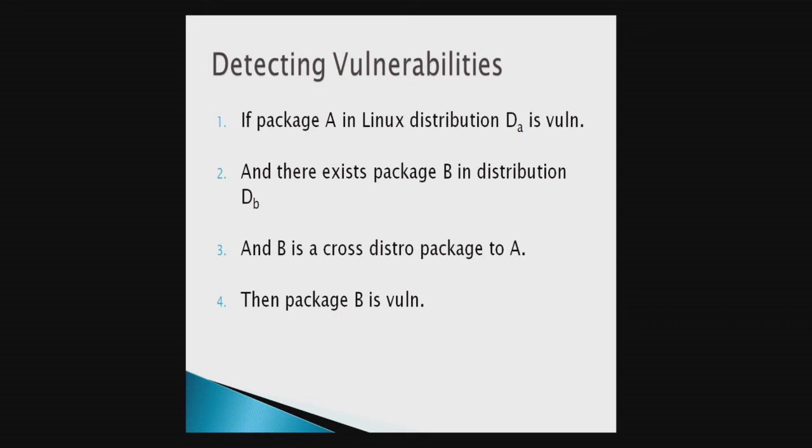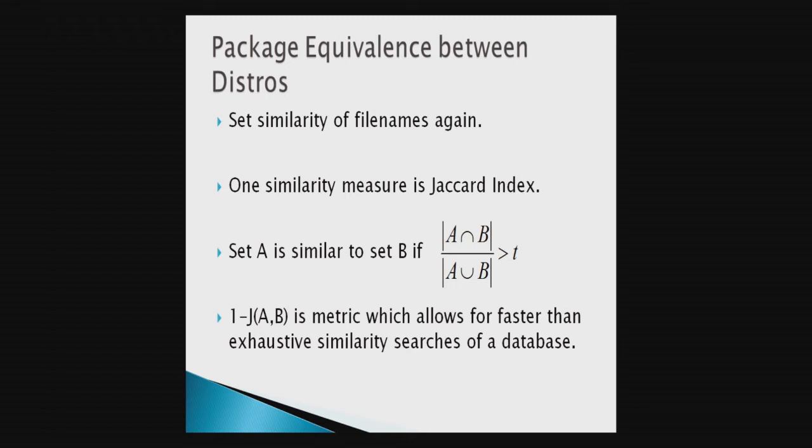But how do we know if two packages are equivalent between distributions? Because the names might be different. It's quite common to have slight variations in the naming convention between different distributions. So we need a way to automatically identify if one package in one distribution is the same as another package in another distribution without regard to their package name. Also, you have things like the same package name, but the actual packages are completely different.